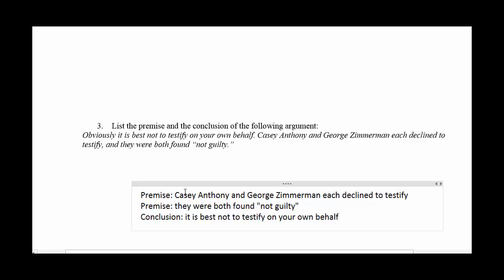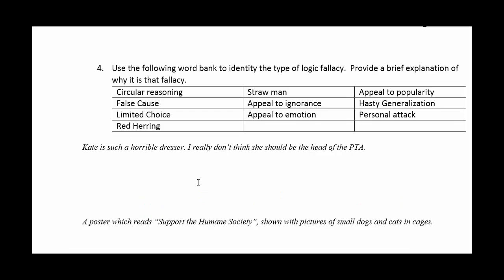Okay, so the evidence, meaning the premise, the if, and we have 2 specific examples of 2 gentlemen that refused to testify, and as a consequence, they were not found guilty. And so the conclusion of this evidence is that it's best not to testify on your own behalf. Now, I don't agree with that necessarily, but again, that's not the point of the question. The point is to identify premise and conclusion. So there you go.